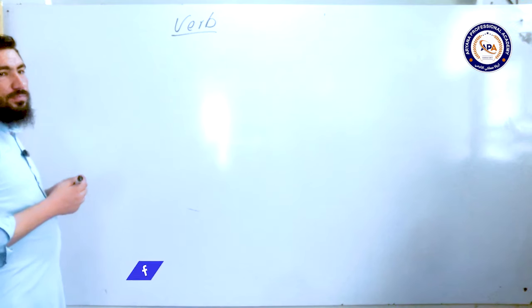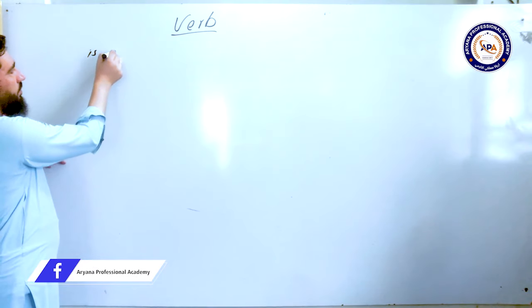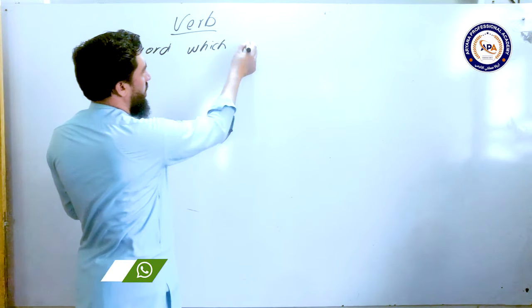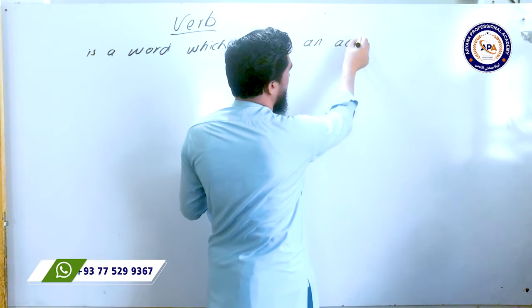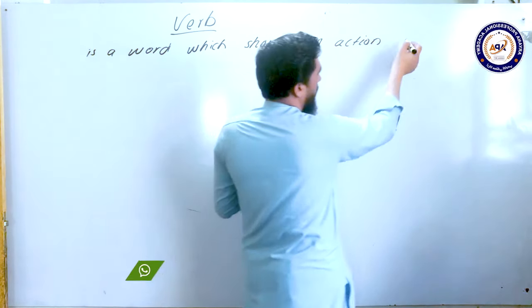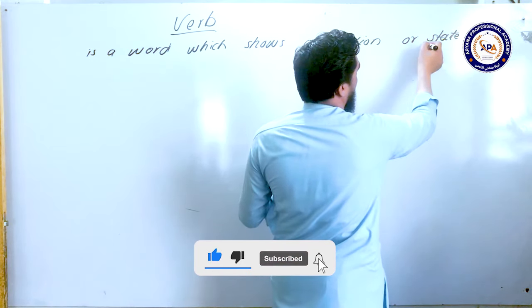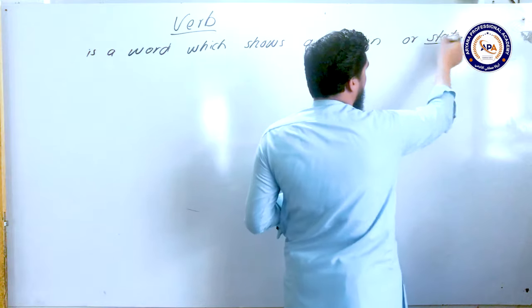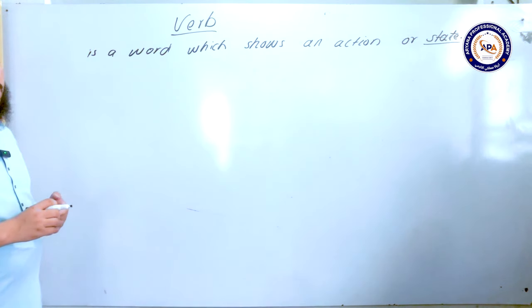Okay, what is a verb? Verb is a word which shows an action and condition or state. All the rest of the things like the position, the state itself, the existence, all of them are considered in state. So simply we can say that verb is a word which shows an action or state.